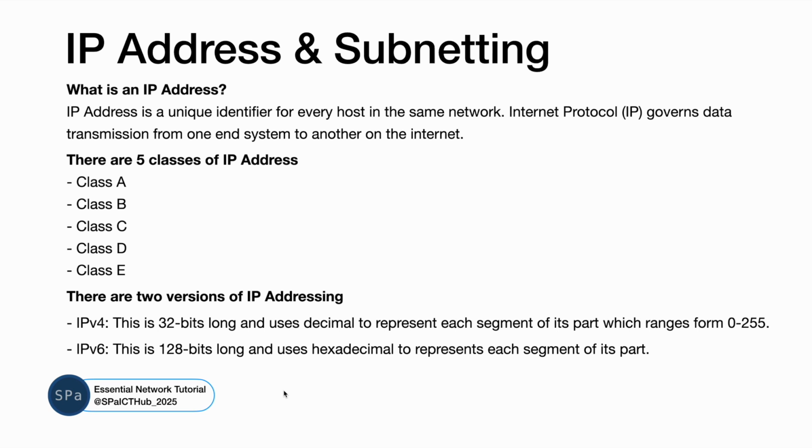IP version 6 is 128 bits long and uses hexadecimals to represent each segment of its parts. This also is separated using colons. But in this tutorial, we are going to be focusing on IP version 4.